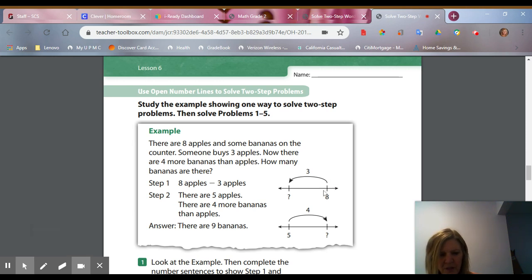Then on the number line, they show you 8, take away 3 is 5. We'll leave a question mark, but you know it's 5. Step 2, notice you know there are 5 apples, and there are 4 more bananas than apples. Take the 5 apples, you add 4 to it. How many bananas are there in all? 5 plus 4 is 9. Exactly.